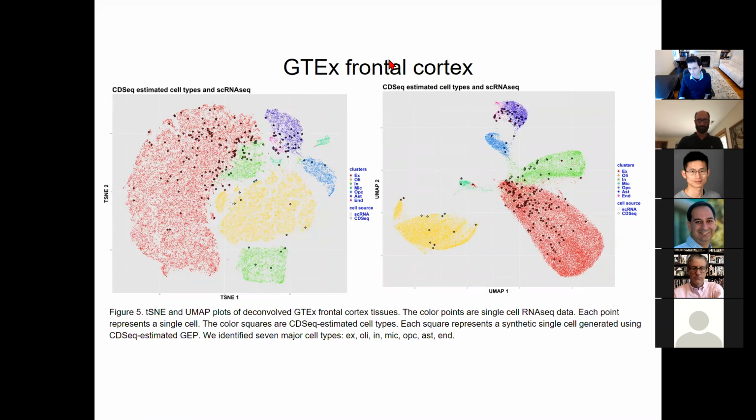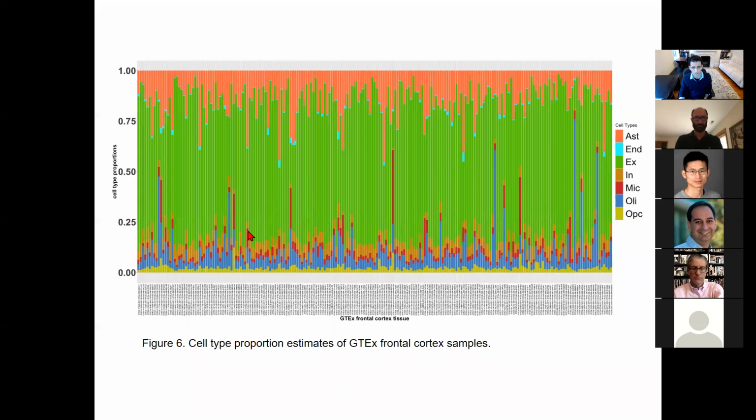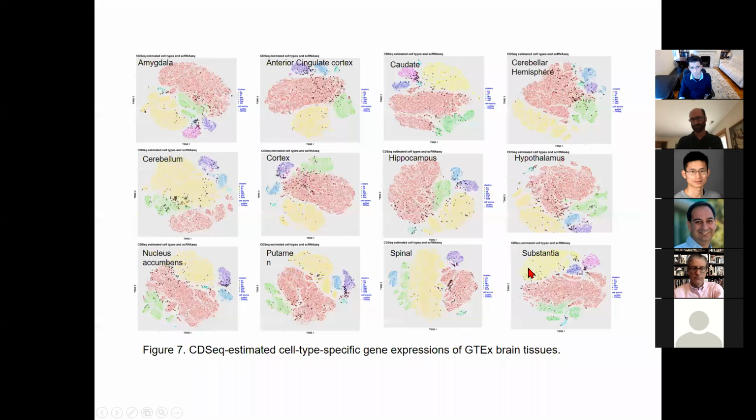We're also doing this in heart, and we are also doing this in several other cell types where we have ongoing collaborations and ongoing single cell data, and it seems to be performing extremely well. These are the cell type proportion estimates from the frontal cortex samples from GTEx. So he's basically deconvolved all of these samples and found these proportions, which again make a lot of sense biologically based on what we're finding.